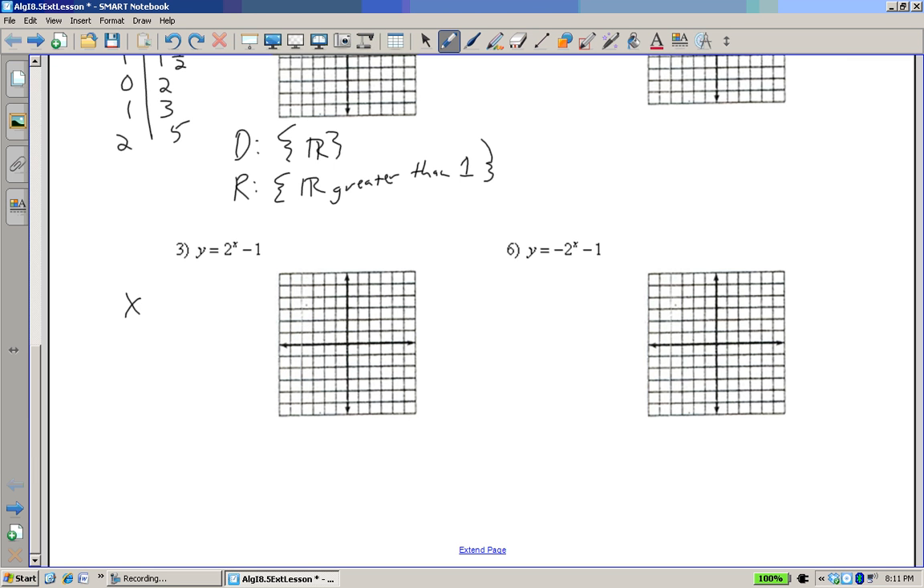All right, let's try another one. Again, -2, -1, 0, 1, 2. You can pick different values, but these are probably going to give you a pretty clear picture without going into too much detail. Let's go ahead and plug in y equals 2 to some power minus 1.